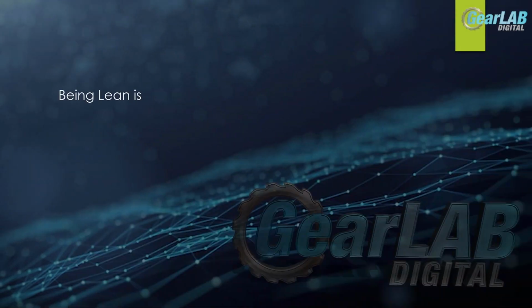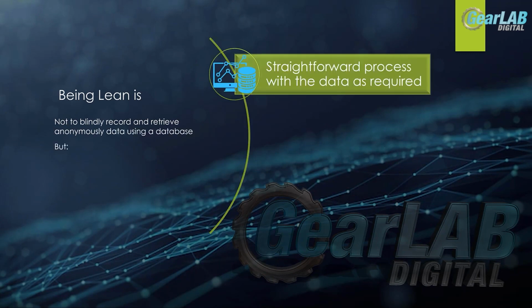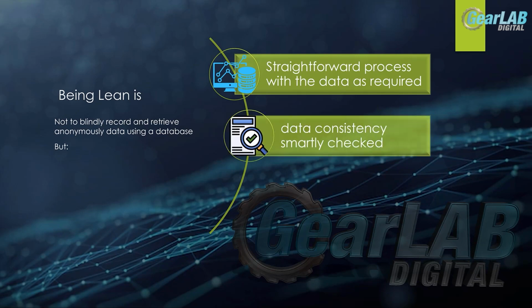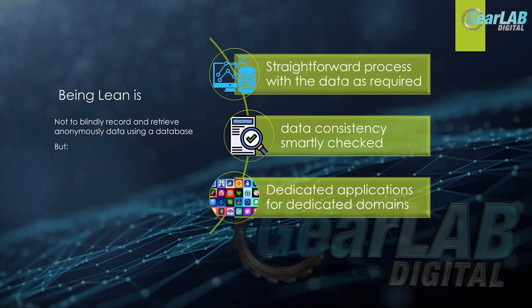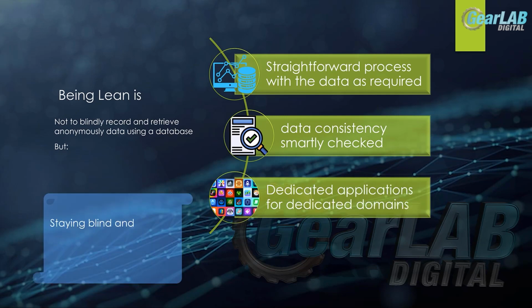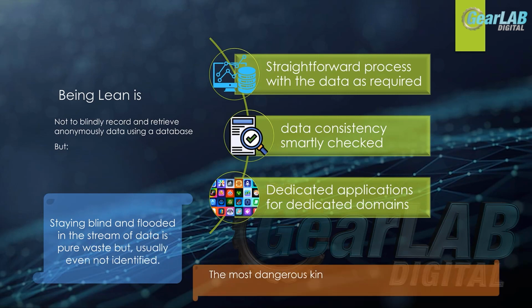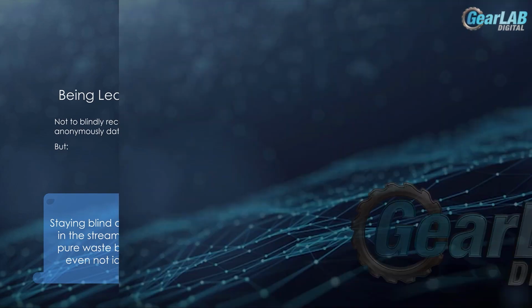Being lean is not to blindly record and retrieve data using a database, but using a straightforward process with all data available as required. With data consistency being smartly checked, and with dedicated applications for dedicated domains. Staying blind and flooded in the stream of data is pure waste, but usually not even identified. Thus, the most dangerous kind of waste is the waste we do not recognize.